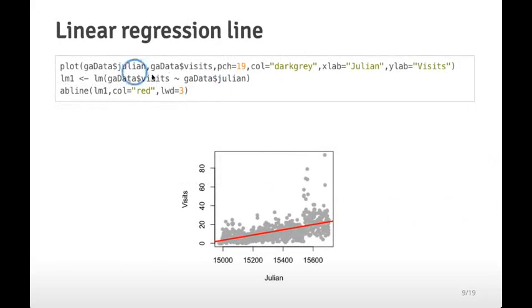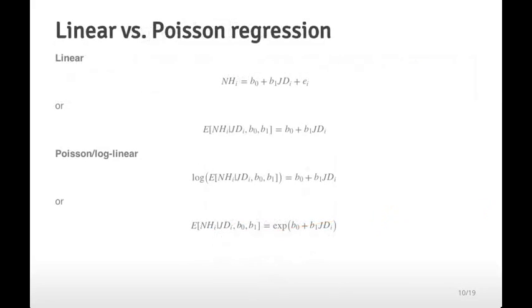So the linear regression line looks like this. If we plot, again, the data where the x-axis is Julian day and the y-axis is the number of visits to my site, and I just fit that linear model using the standard lm command where the outcome is visits and the covariate is the Julian day, and I add that line to the plot, you can see that this line fits reasonably well, kind of goes down the middle, and is just a linear increase in the number of visits per day.